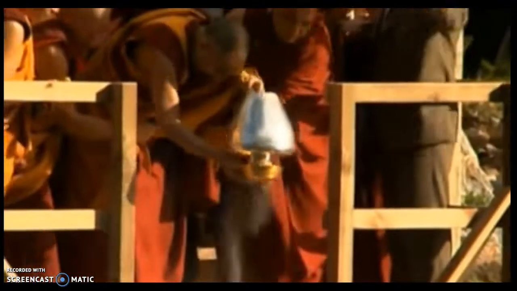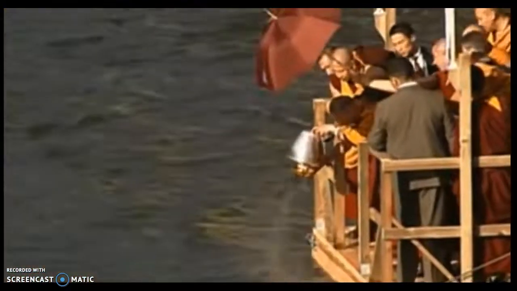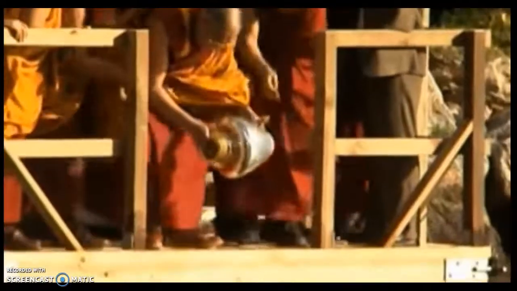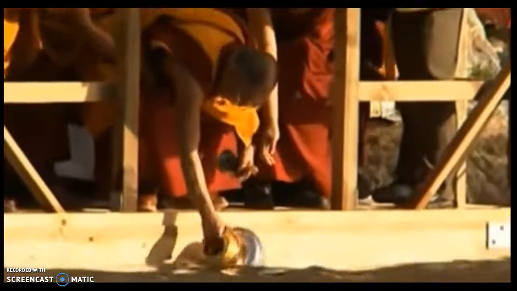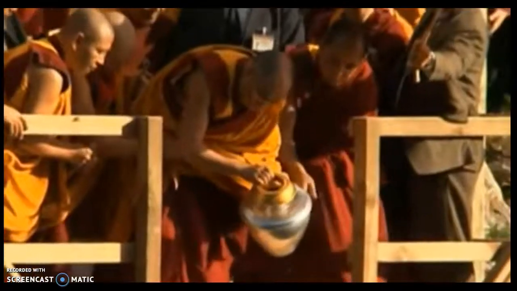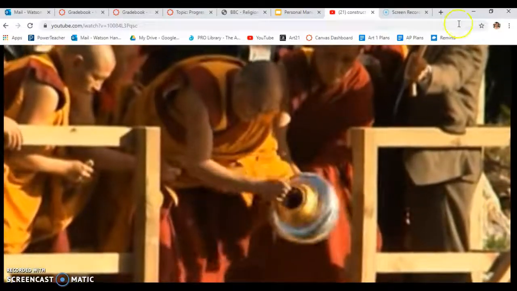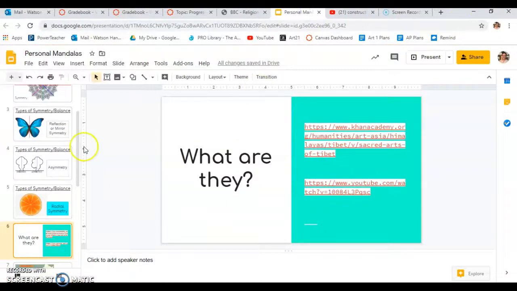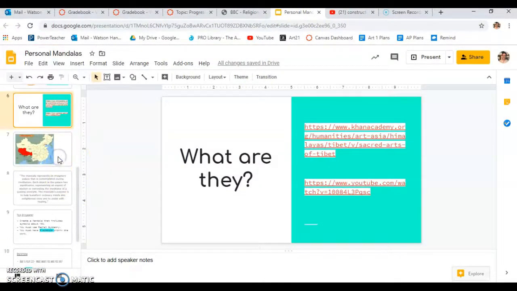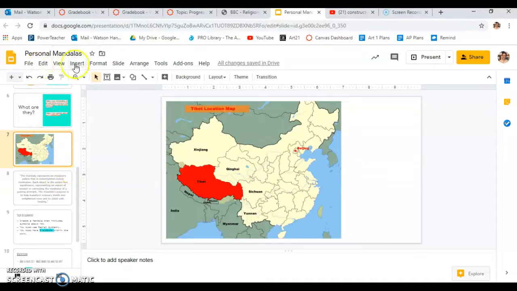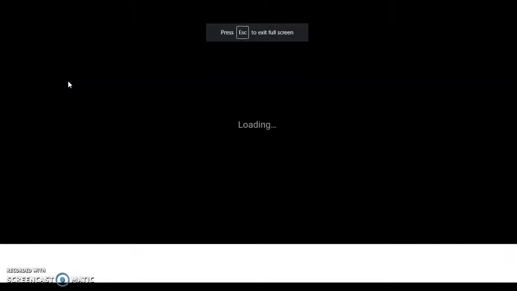So think about the significance of that for just a second. Why would they want to destroy what they made and then pour it into a river? And there's Tibet, in case you were curious. I'm really bad at geography, so I don't know if you guys are.